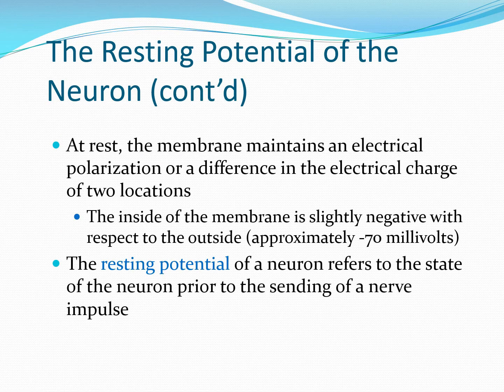At rest, the membrane is going to maintain this electrical polarization, this difference in the charge between inside the cell and outside of the cell. Inside of the membrane, it's slightly negative, approximately negative 70 millivolts. This is the resting potential, the state that the neuron is in prior to the sending of a nerve impulse. Whenever I'm not sending an action potential, I'm at this resting potential of negative 70 millivolts.